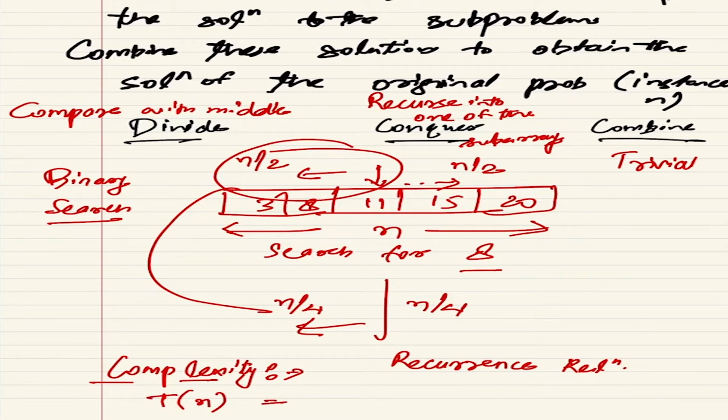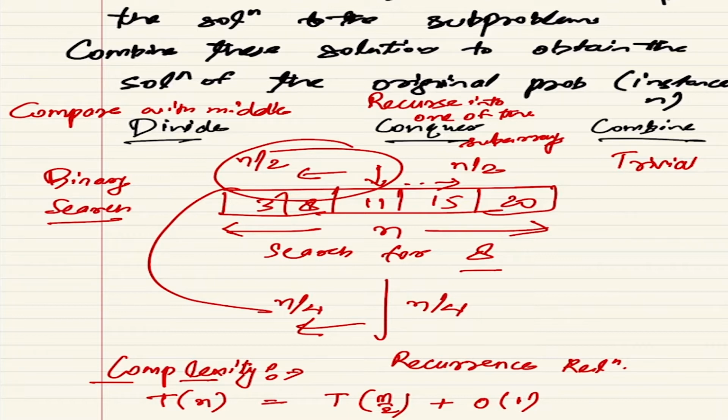And how do you write it? First of all, you are comparing with the middle element, that is a constant time operation, order one. Then you get two subarrays, but you go into only one of them. So you are actually recursing into a subarray of size n by 2. So that is T(n by 2), only one of these. You don't go to both the subarrays. You only need to go to at most one subarray. T(n by 2) plus order one. That is your recurrence.